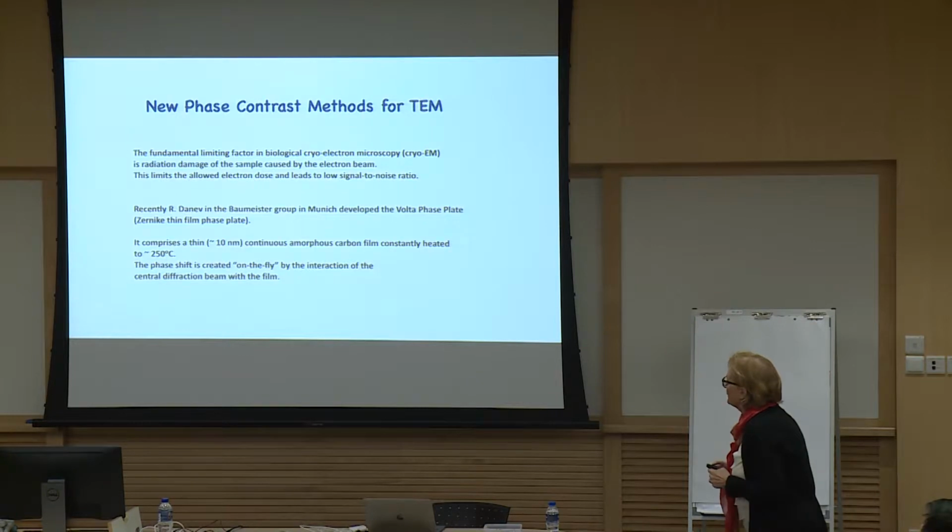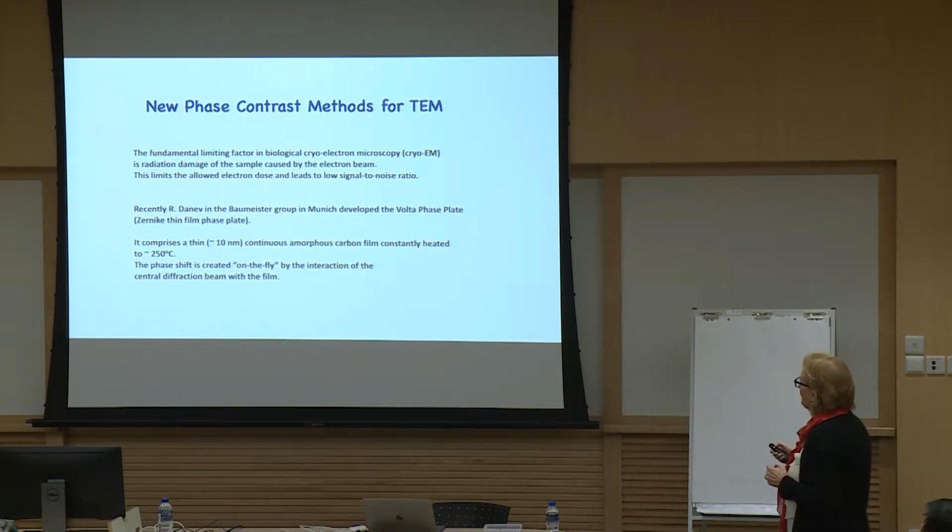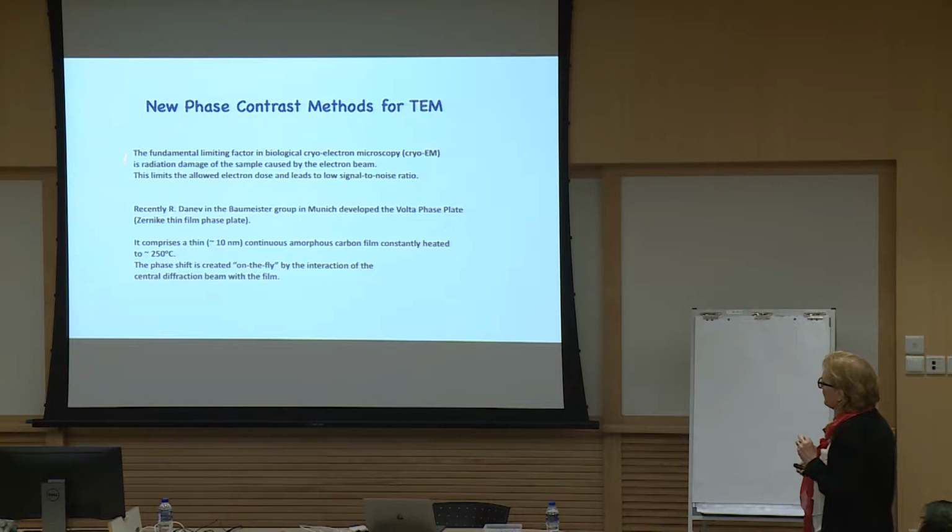So one development is this new phase contrast method for transmission electron microscopy. The fundamental limiting factor in biological cryo-EM is radiation damage to the sample caused by the electron beam. So this limits the dose and leads to low signal-to-noise ratio. And that's actually originally one of the reasons why we freeze samples. It's just like in X-ray crystallography, when we went from X-rays in the lab to synchrotrons, we had to figure out how to freeze crystals in order to preserve the molecules.